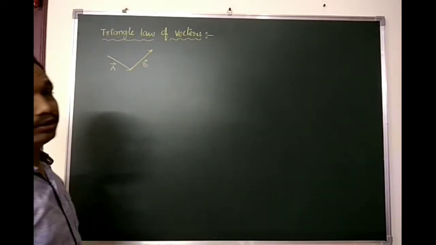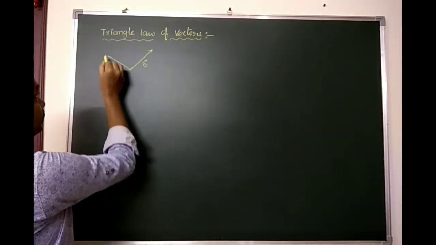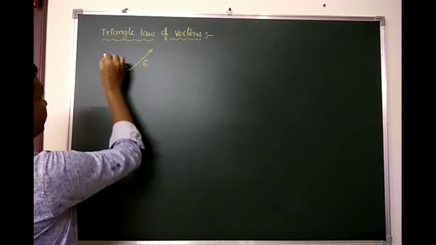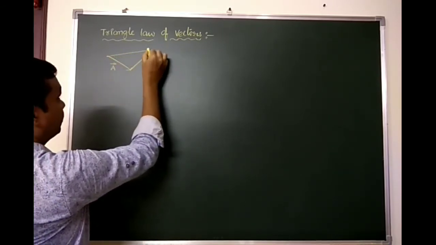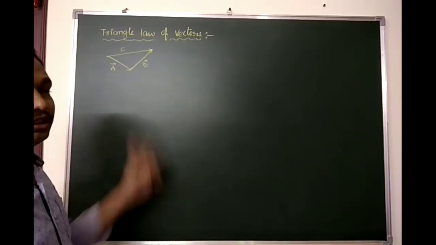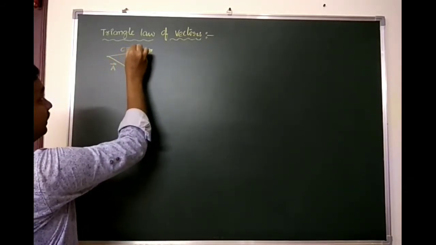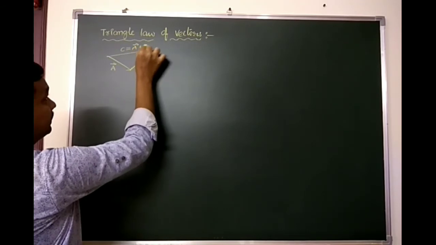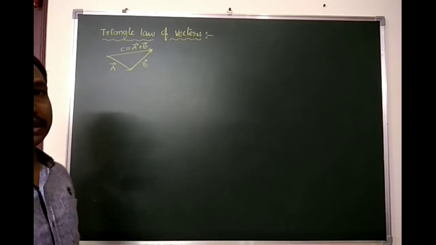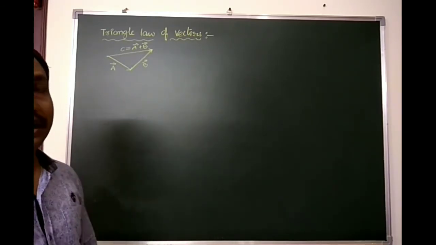And what is the resultant of these vectors? The resultant gives you the first vector's tail to the second vector's head. This is the resultant of these two vectors. Nothing but c equals a bar plus b bar, if they are making an angle. On the basis of this we have the triangle now.